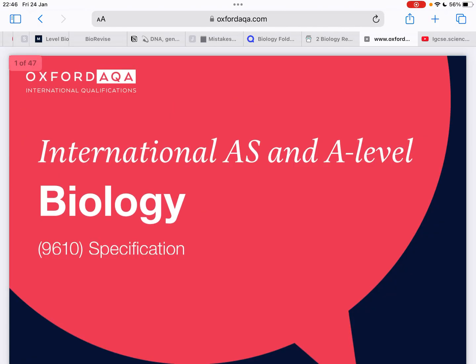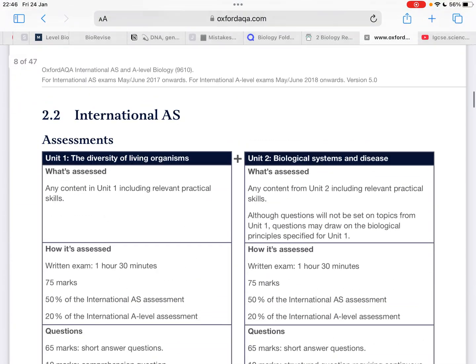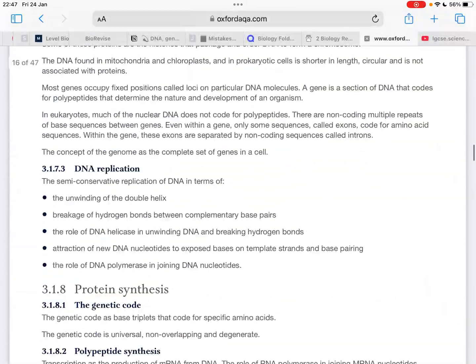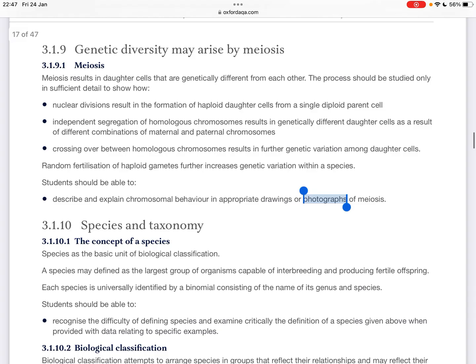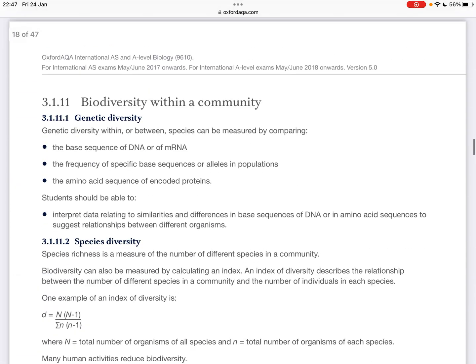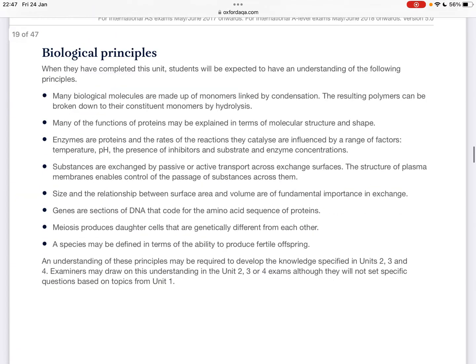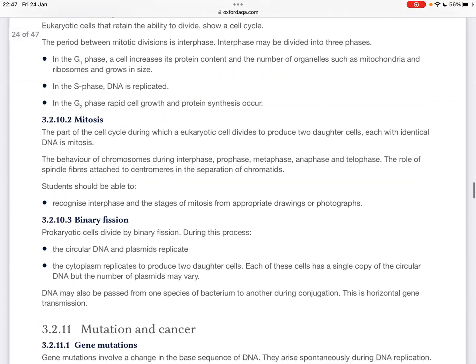It's this one, 9610, the international AQA A level. You're just going to go through the points. It's going to tell you just a bit of what you need to know. So here we have DNA replication. Where is the genetic diversity? Yes, here is the meiosis, for example. We finished the meiosis before. Genetic diversity is here. Genetic diversity within or between species can be measured by the base sequence of DNA and whatever. Species diversity, all of this we're going to be doing later. So you can go through them whenever you want to make sure you cover the point.